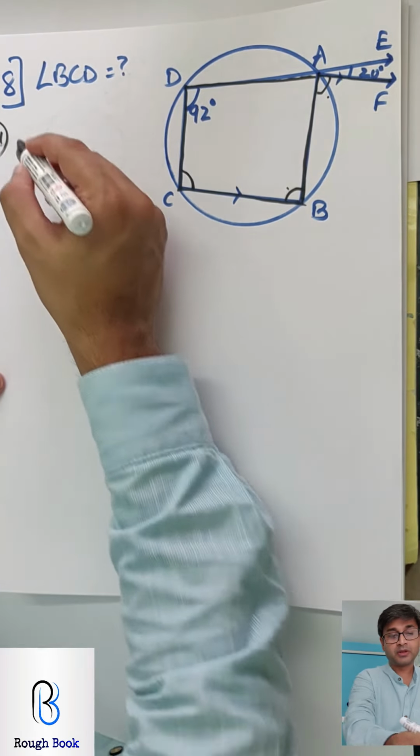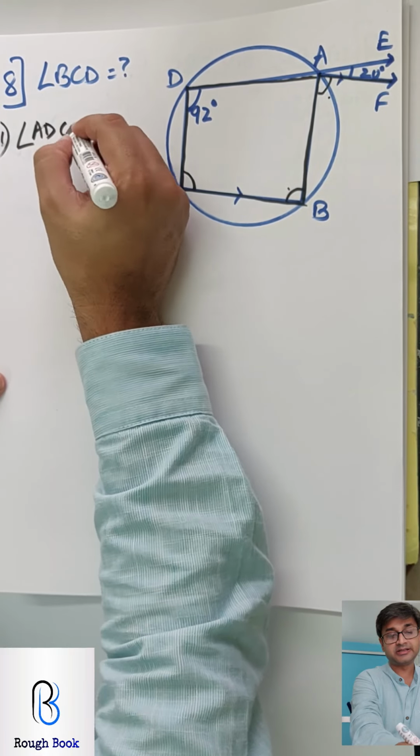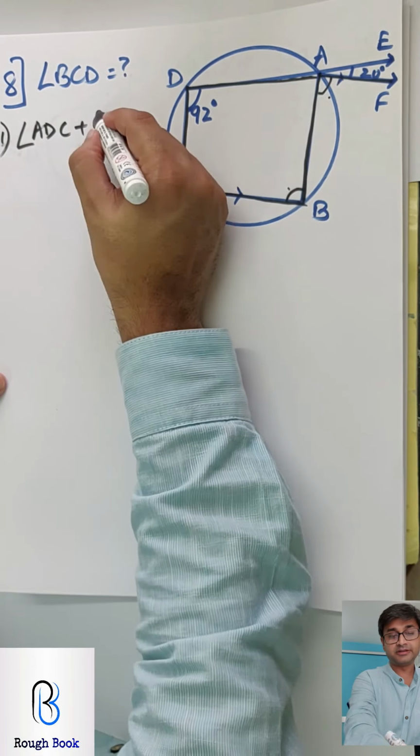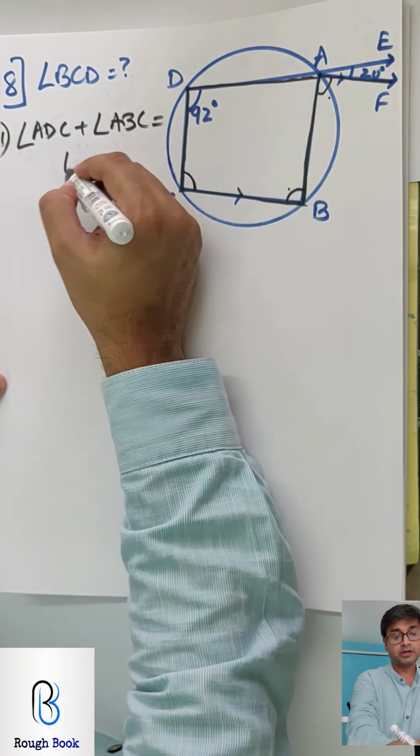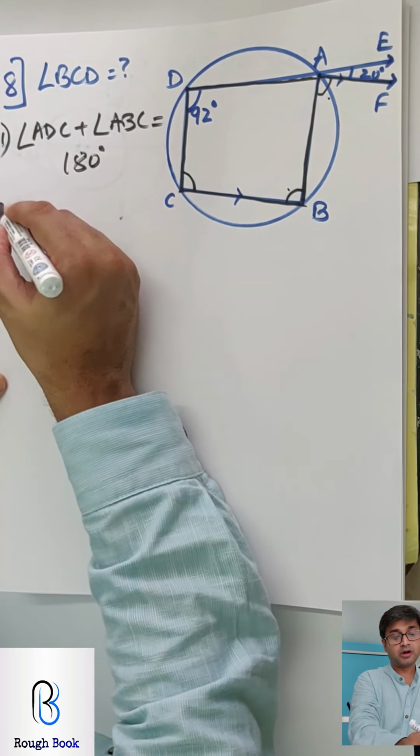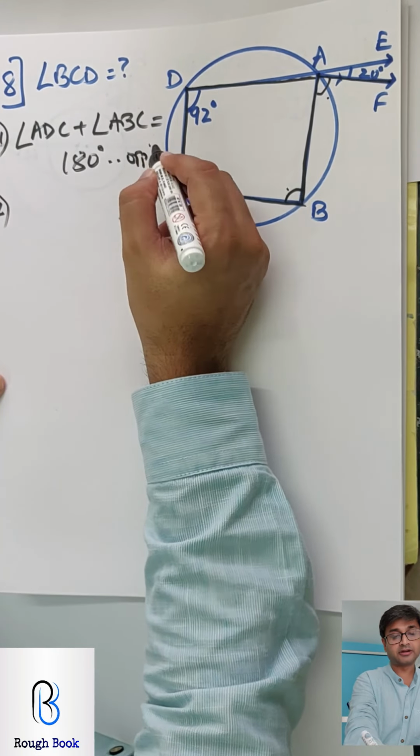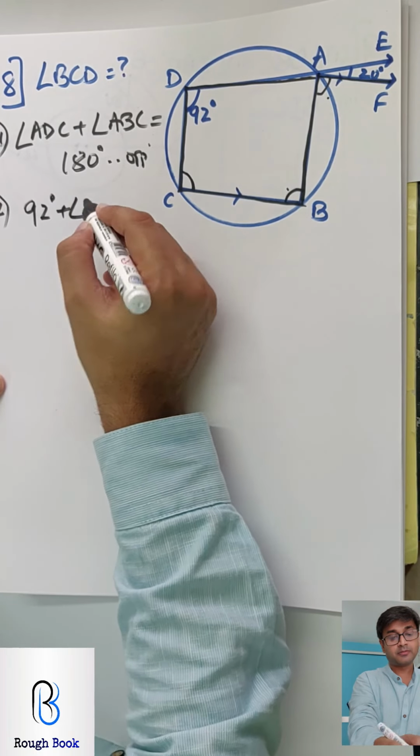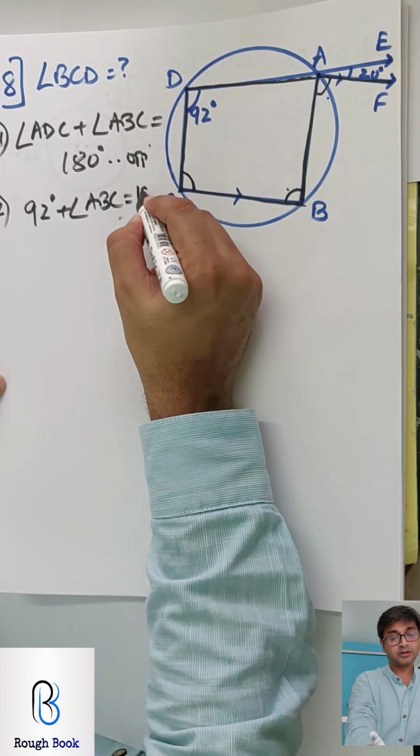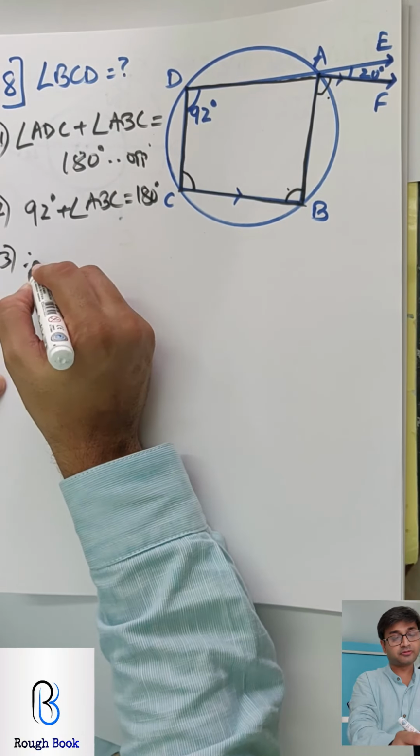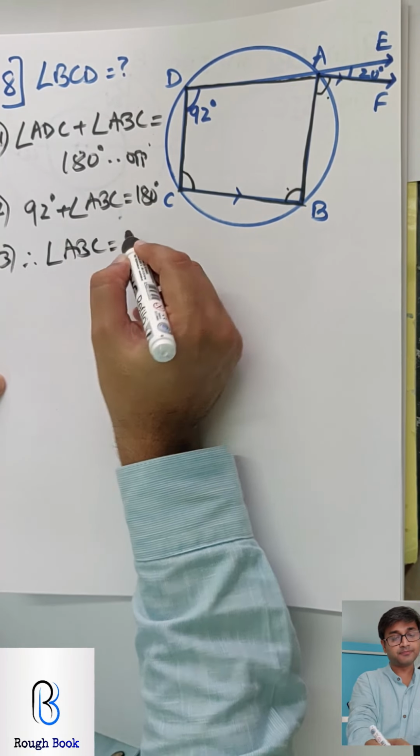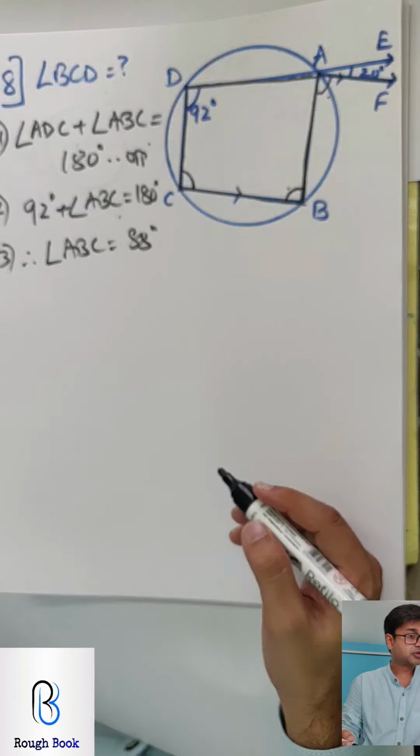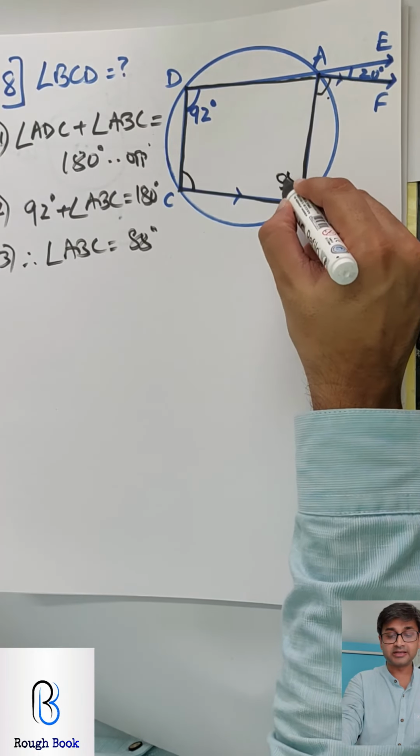So step 1, I will say angle ADC plus ABC equals 180 degrees, opposite angles of cyclic quadrilateral. Please mention the entire statement. So 92 plus ABC equals 180. So finally I can say ABC is equal to 88. So we managed to get this one as 88.